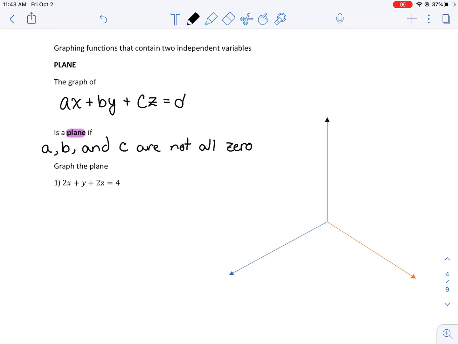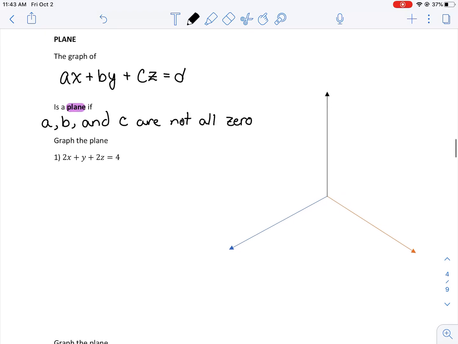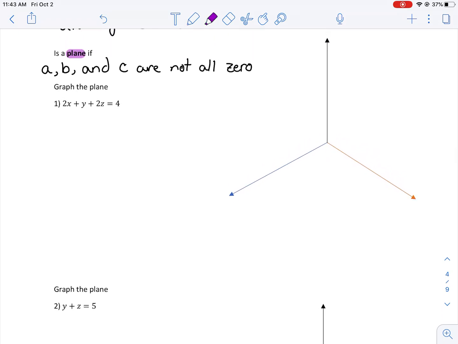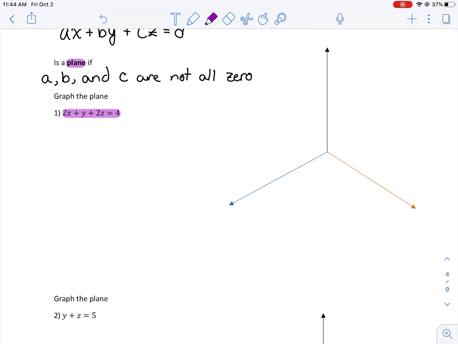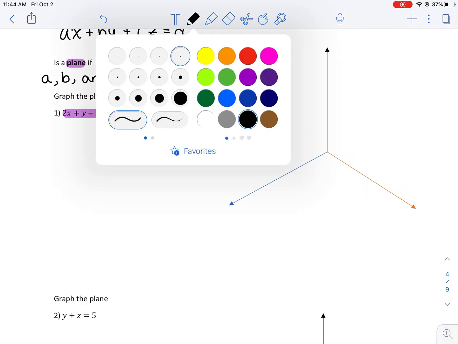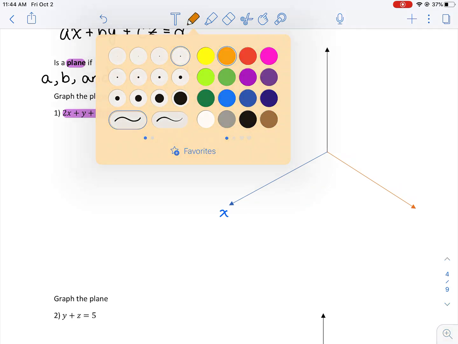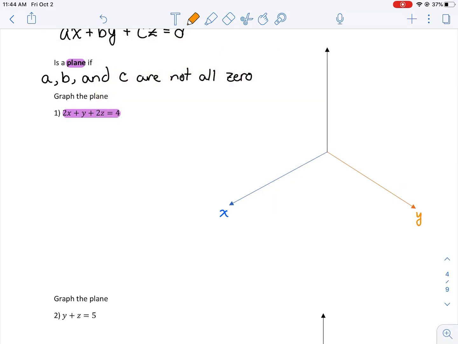Okay, so now let's go ahead and graph a plane. So we're given the equation 2x plus y plus 2z is equal to 4, and we want to graph this plane in the three-dimensional grid that I have over here to the right. So I'm going to go ahead and start off by labeling the axes. And the blue axis over here is the x-axis. The orange axis is y. And the vertical axis is z.